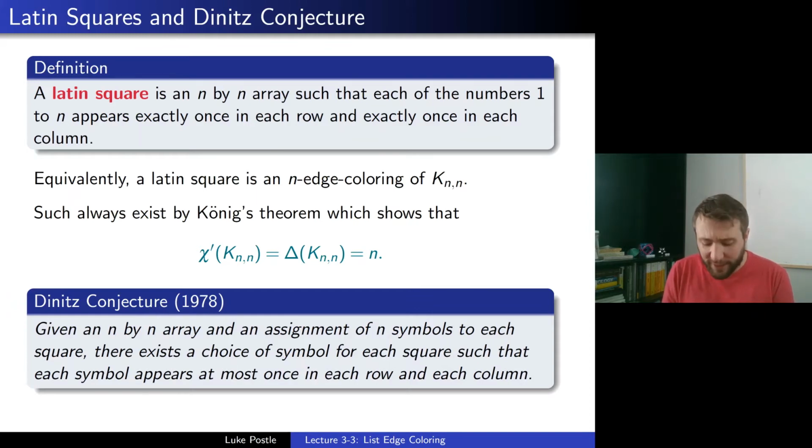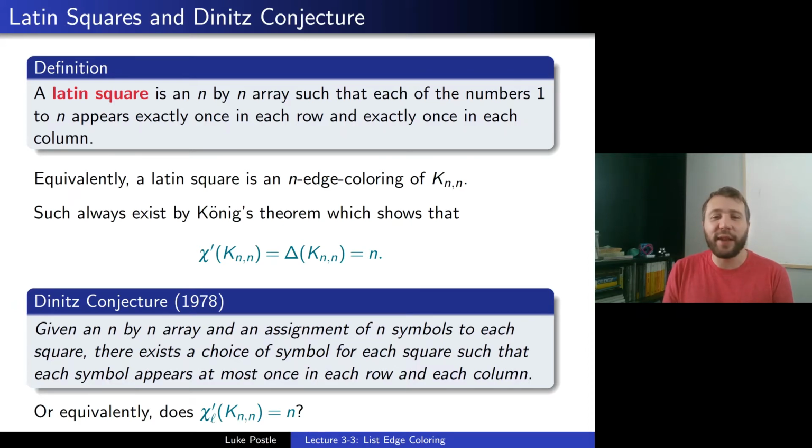And if you think about that, that's exactly asking the question: does the list chromatic index of K_{n,n} equal n? No matter what lists of symbols I have for these squares, these edges in K_{n,n}, can you actually color? So this is a very nice question. The list coloring conjecture for bipartite graphs, for K_{n,n} in particular: can we always get these generalized Latin squares no matter the list assignment? And as already hinted, this is then true by Galvin's theorem.